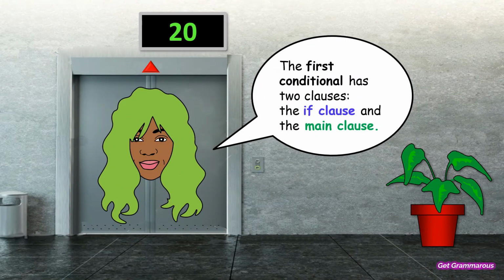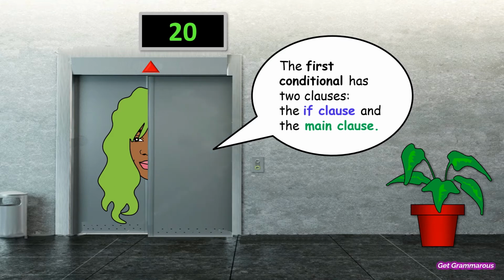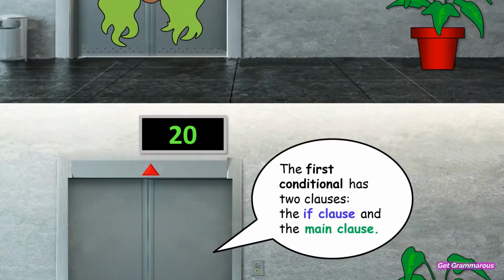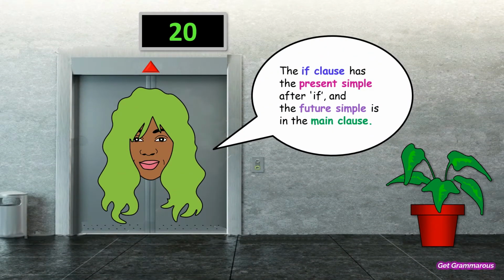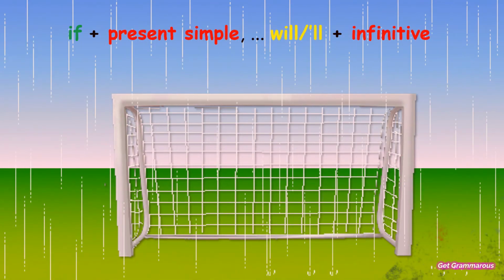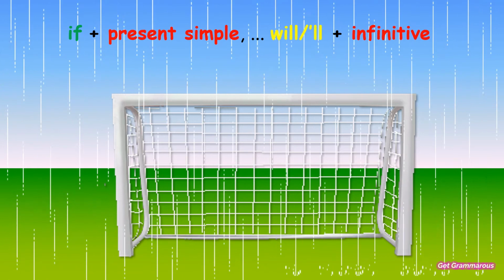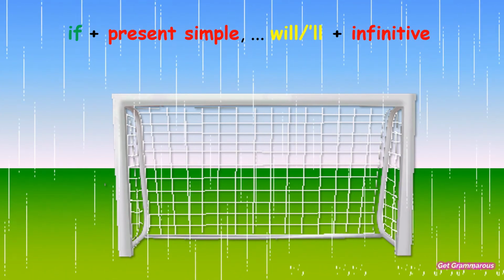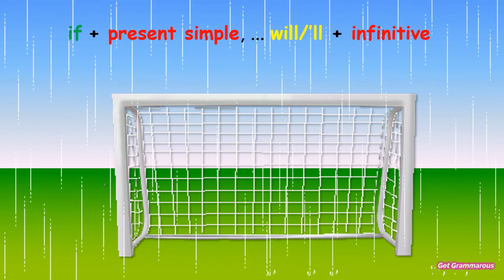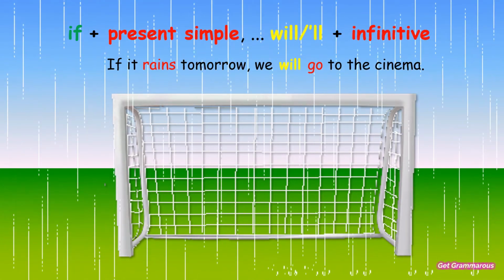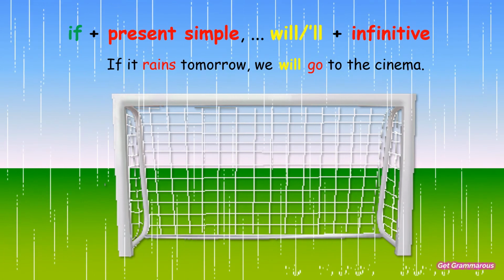The first conditional has two clauses, the if clause and the main clause. The if clause has the present simple after if, and the future simple is in the main clause. So the formula is this: if plus present simple plus future simple plus infinitive. For example, if it rains tomorrow, we'll go to the cinema.